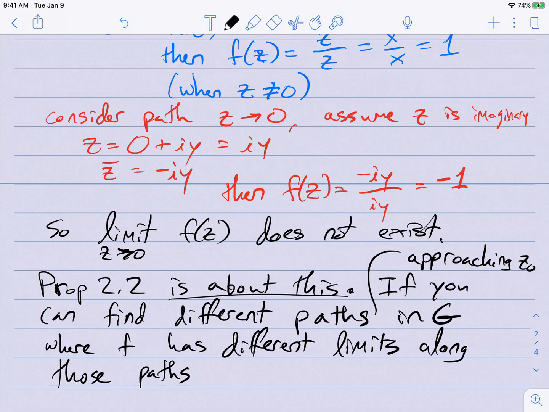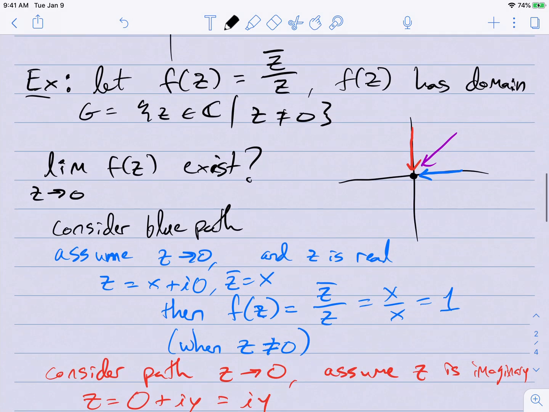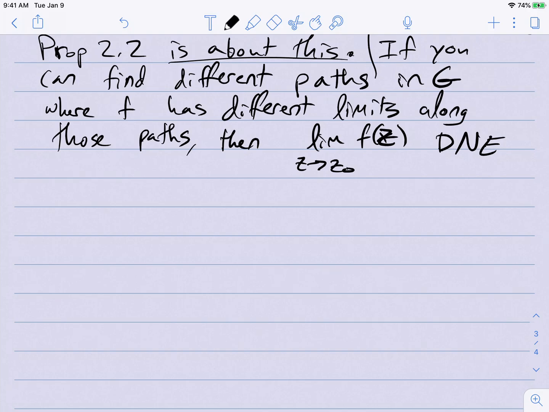where f has different limits along those paths, then the limit of this complex function, f of z, as z goes to z0, does not exist. Okay. So that's what that proposition is about, just in case you read it and get confused. By the way, a fun exercise for you would be to figure out what this function's value is approaching as you go along the purple path. So I'll leave that as an exercise. It's kind of interesting to try different paths, not just the real and imaginary ones.